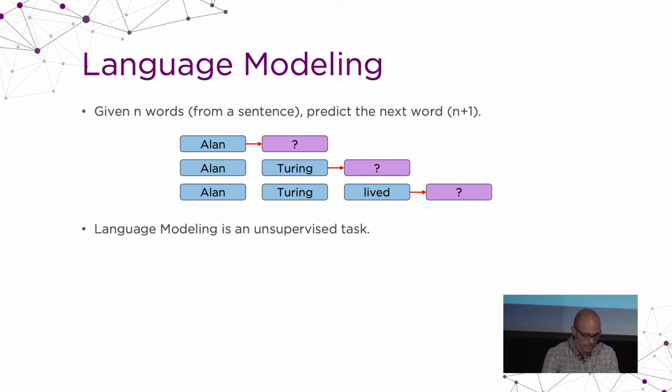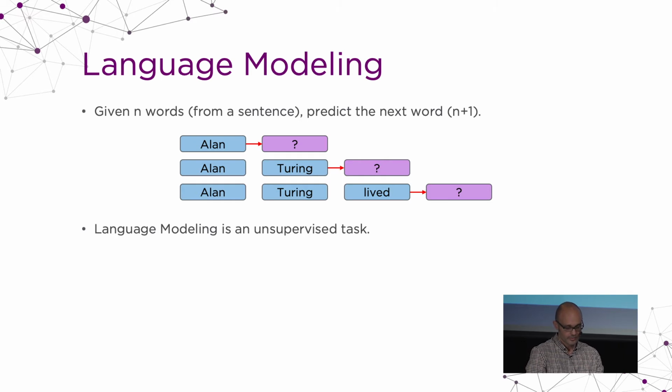So just to give an example of how language modeling works. We can feed the model the word Alan, and we ask the model what is the next word, and in this case, hopefully it will give us the output Turing. Then we can continue to do so. We can feed to the model the words Alan Turing, and then the model should give us the word lived, and so on.